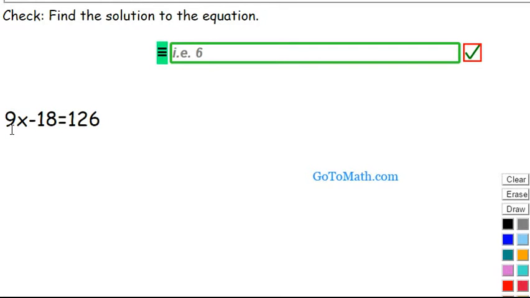So once again, we have another one that was much like the previous one we did, 3.1, except I think there's a minus in there. Okay, so what do we need to do here? Let's write this thing down. How about we just use black this time? What the heck? 9x minus 18 is equal to 126.